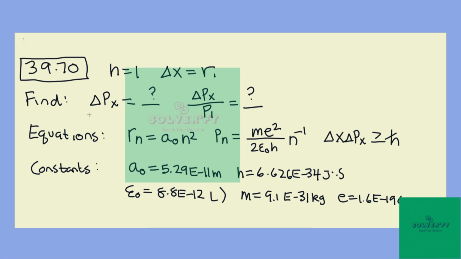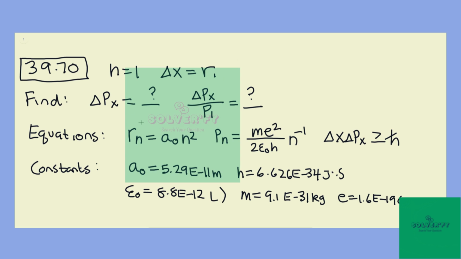Okay, in this problem we have an electron orbiting a hydrogen atom, and we're going to use the Bohr model for the n=1 ground state. We're going to apply the Heisenberg uncertainty principle to find the uncertainty in this electron's momentum, given that its uncertainty in its position is equal to the Bohr radius for this first state, the n=1 level.